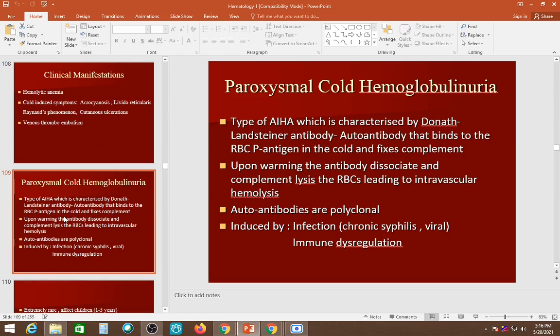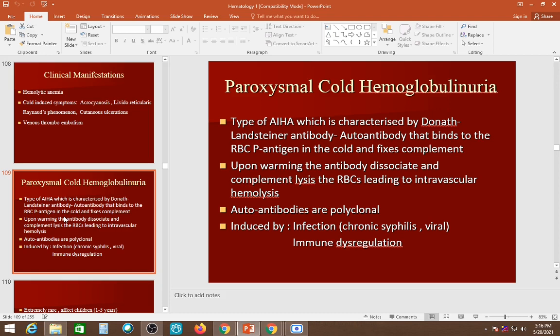Now coming to paroxysmal cold hemoglobinuria. This is a type of AIHA characterized by the Donath-Landsteiner antibody. This is an autoantibody that binds to the RBC P antigen in the cold and fixes complement. However, upon warming, the antibody dissociates and complement lyses the RBC, leading to intravascular hemolysis. Here we can't say, like in warm and cold, that it is IgG or IgM. Here the autoantibodies are polyclonal.